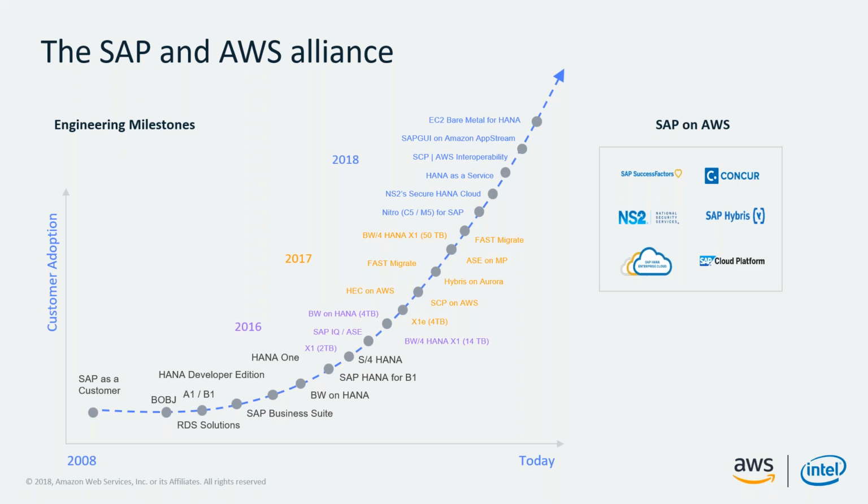In 2016, we started work on launching the SAP HANA appliances on AWS, and that culminated with the X1.32xlarge platform with 2 terabytes of memory. In late 2016, we launched Scale Out up to 14 terabytes, 7 nodes. And then in 2017, we moved on to launching the larger X1e.32xlarge with 4 terabytes scale up and support for Scale Out up to 17 nodes, 34 terabytes.